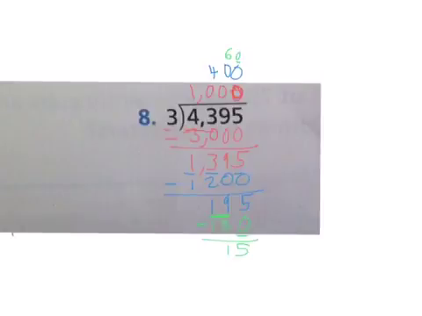We get 15. How many 3s are there in 15? That's exactly 5. 5 times 3 is 15. We subtract, get to 0. We add up our partial quotients, and we get 1,465. And now we'll go on to number 9, 10, and 11.